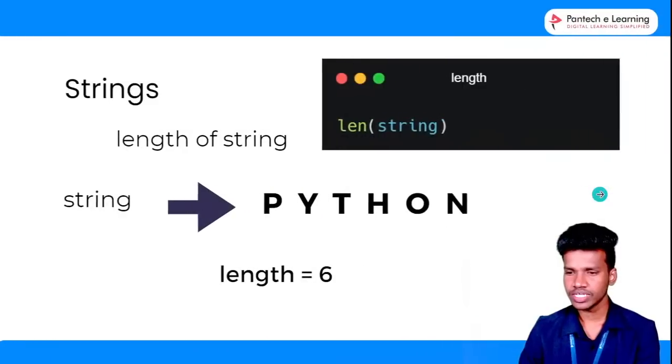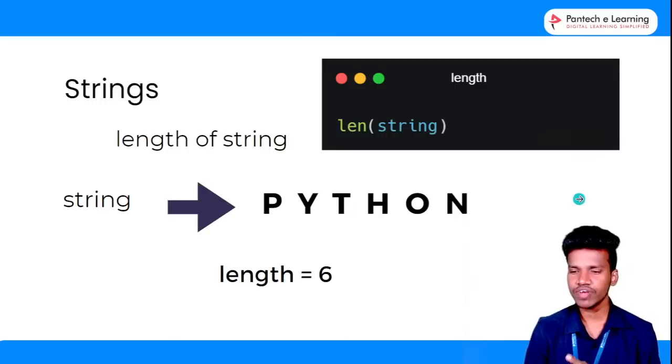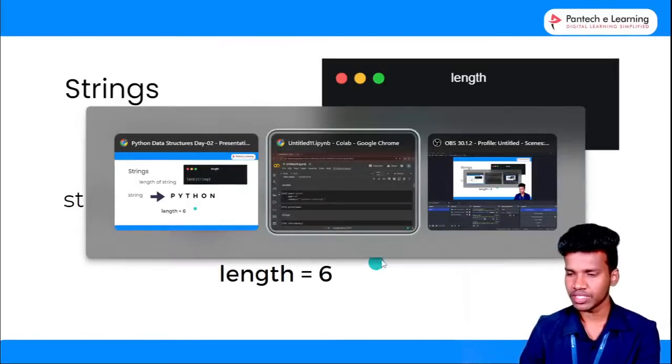Next we will see about the length of a string. The length of a string is, in each and every character, how many characters are present in our string. For example, we are using Python. In Python how many characters are present? 6. So that is the reason the length of the string is 6. Totally 6 characters are present: P, Y, T, H, O, N. So that is the reason the length of Python is 6.